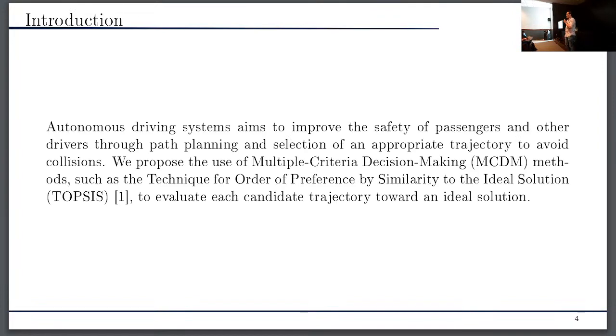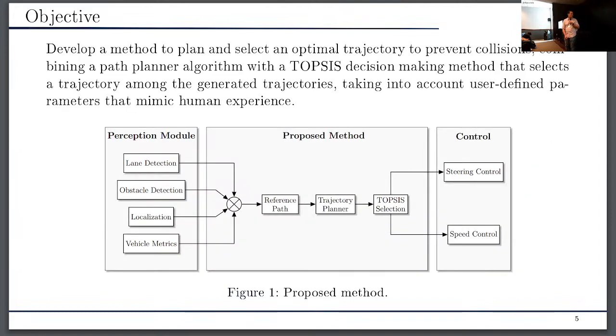Autonomous driving systems aim to improve the safety of the passengers and the drivers around. Through path planning and trajectory selection, the objective is to avoid collisions. So we propose the use of multiple criteria decision-making methods such as the technique for order of preference by similarity to the ideal solution, or TOPSIS, to evaluate each trajectory toward an ideal solution. The objective is to develop a method that plans and selects optimal trajectories to prevent collisions, combining a path planner algorithm with a TOPSIS decision-making method that selects that trajectory. The proposal resides between the perception module and the control module of the autonomous vehicle.